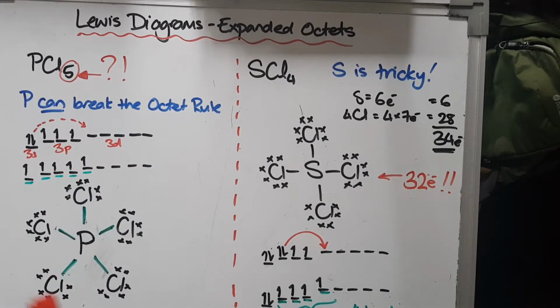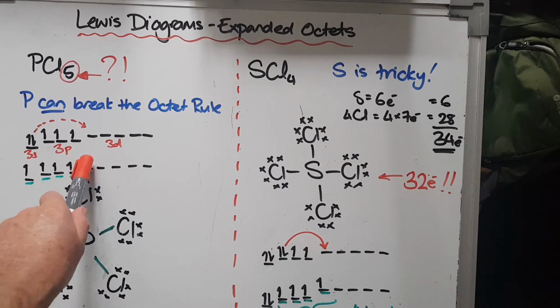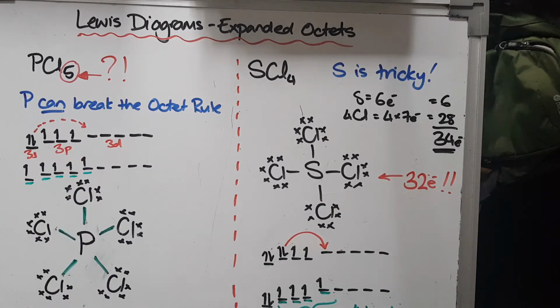And what it can do is it can actually promote one of those electrons from 3s up to 3d to give it 1, 2, 3, 4, 5, a valency of 5. Each of these electrons can be paired to create a bond. So it pairs with an electron from chlorine, and in doing so creates those 5 covalent bonds.